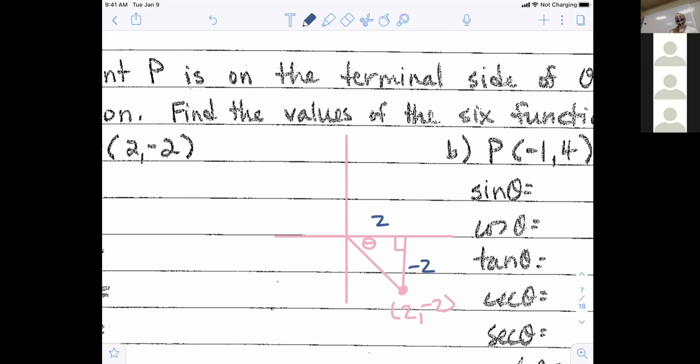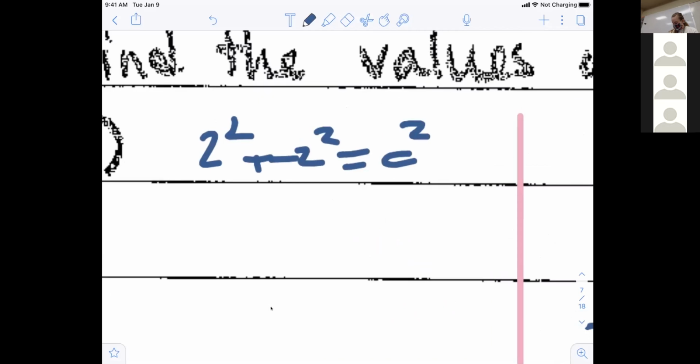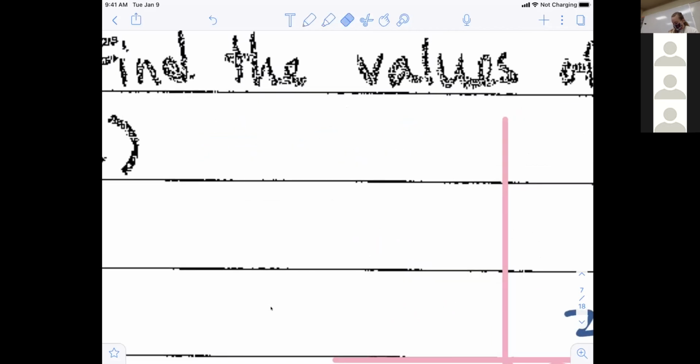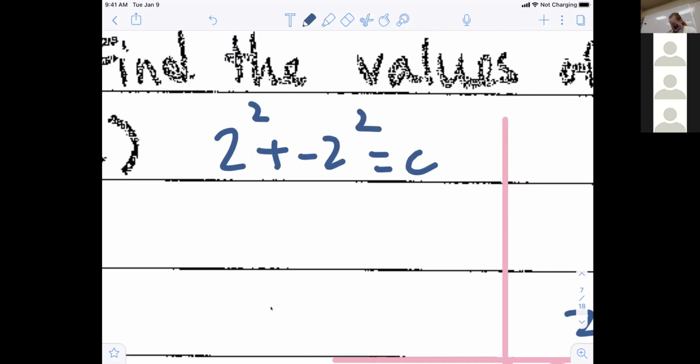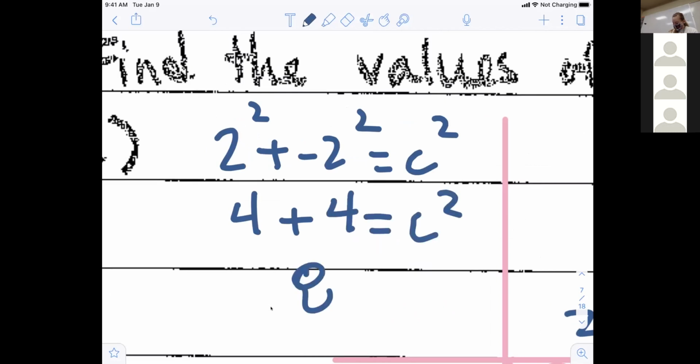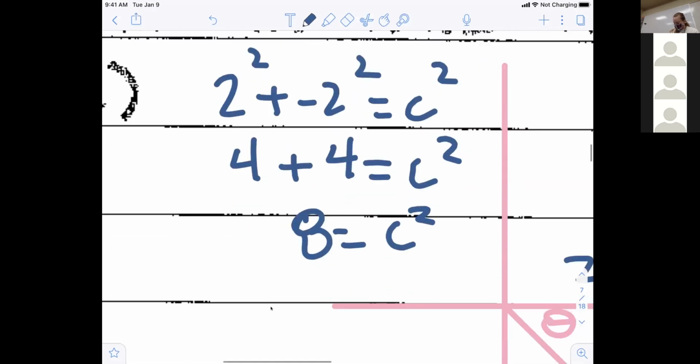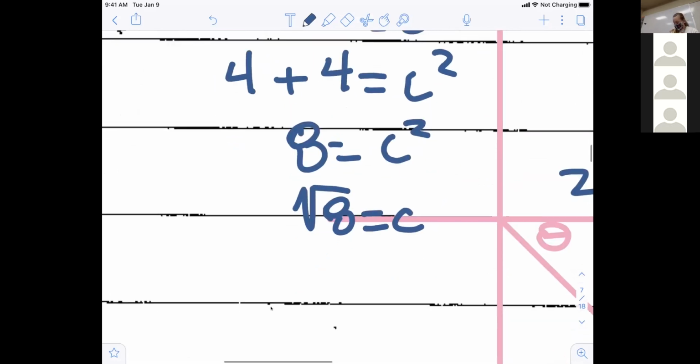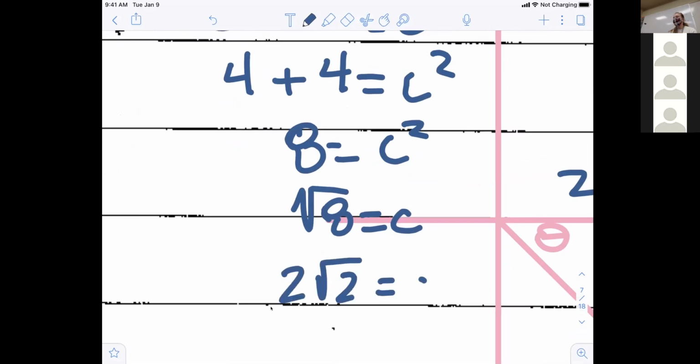Okay, now we have to find the hypotenuse, which we've done with the Pythagorean theorem. So I'm going to do 2 squared plus (-2) squared equals c squared. 2 squared is 4, (-2) squared is 4, equals c squared, and that equals 8. So radical 8 equals c. I'm not going to make you rationalize, but I do want to simplify the radical. So this will become 2√2.